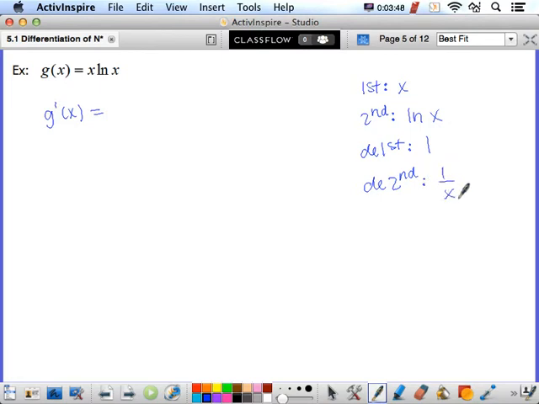So the product rule states we take first and multiply it by the derivative of the second. So x times 1 over x plus second times derivative of the first, which is 1 times natural log of x. And we clean that up and we just get 1 plus the natural log of x.